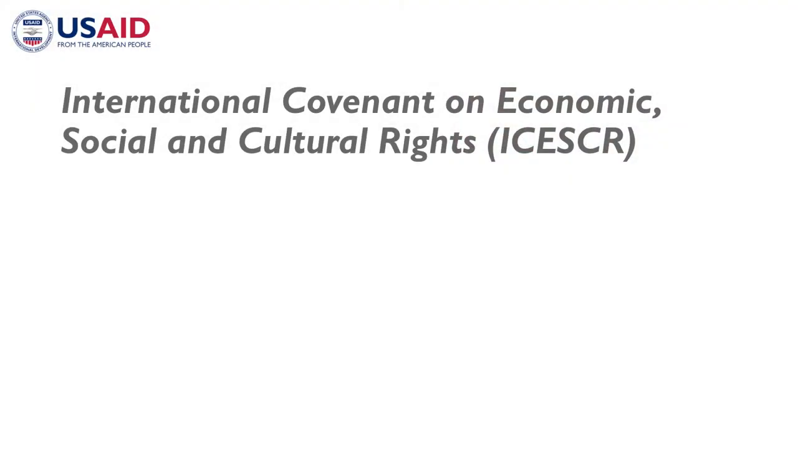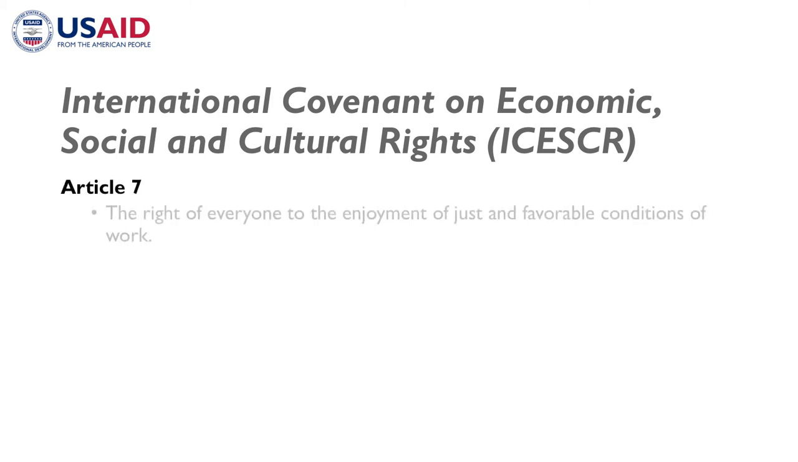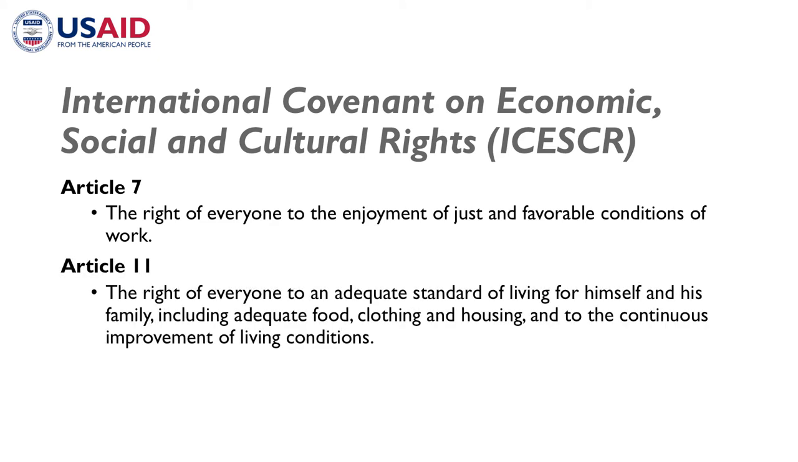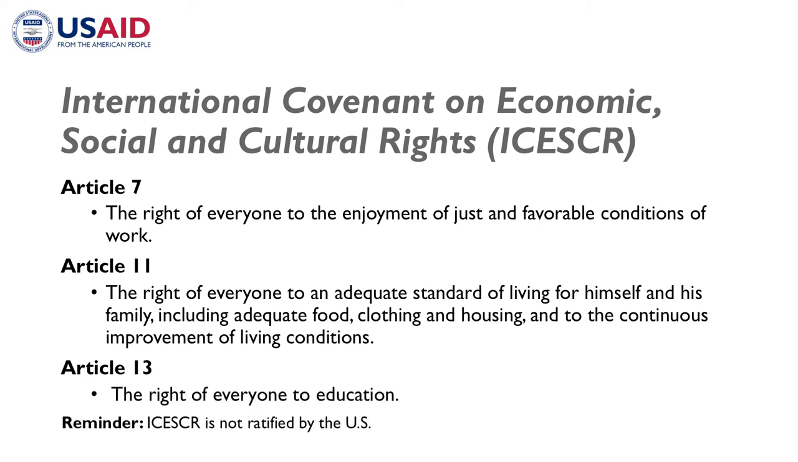The ICESCR, on the other hand, slightly different. Article 7, for example, the right of enjoyment of just and favorable conditions of work. Article 11, the right of everyone to an adequate standard of living for himself and his family, including adequate food, clothing, and housing, and to the continuous improvements of living conditions. Article 13, the state parties to the present covenant recognize the right of everyone to education. Much different rights between these two different covenants, and it's important to note that difference.